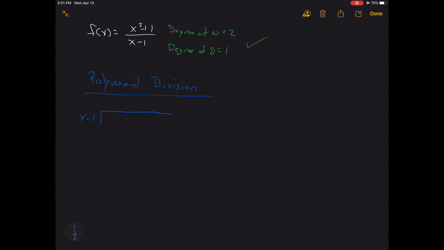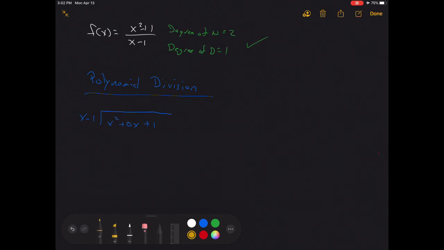X squared plus 1 goes on the inside, but remember you have to include every possible term. So we've got x squared. I don't have an x term there, so I have to include a placeholder for it. So we'll say 0x and then plus 1. So let's go ahead now and perform the polynomial long division. Again, we're assuming that you already know how to do this.